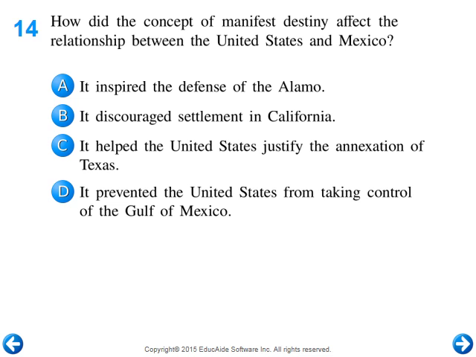B, it discouraged the settlement in California. Actually, no, quite the opposite. Manifest Destiny encouraged settlement in California. C, it helped the United States justify the annexation of Texas. Okay, well, if we're meant to have all this land from sea to shining sea, that would be Texas too. So that makes sense. So we'll hold on to C. D, it prevented the United States from taking control of the Gulf of Mexico. Manifest Destiny would have encouraged us to take control of it. So again, it can't be D. So the answer for that one will be, in fact, C.